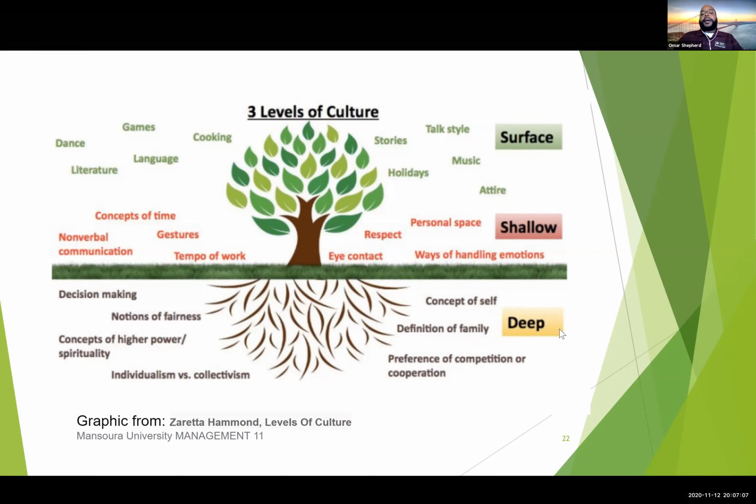Then there's the shallow, right? Personal space. Thinking of that, have you ever been in a conversation with someone that maybe had a different sense of the shallow level of culture and maybe got a little bit too close when they were talking to you, right? Respect, eye contact, tempo of work. Eye contact is interesting when you think about this from the perspective of different cultures, different nations, and how different folks interact. Some of these areas here, I think, really aren't so shallow, are they, right?